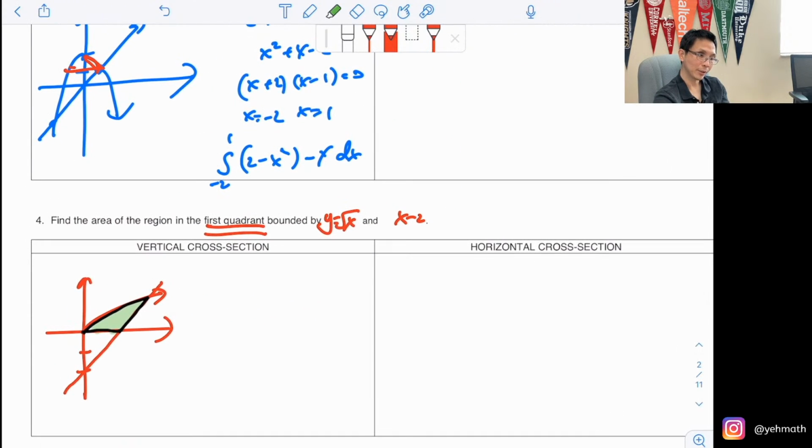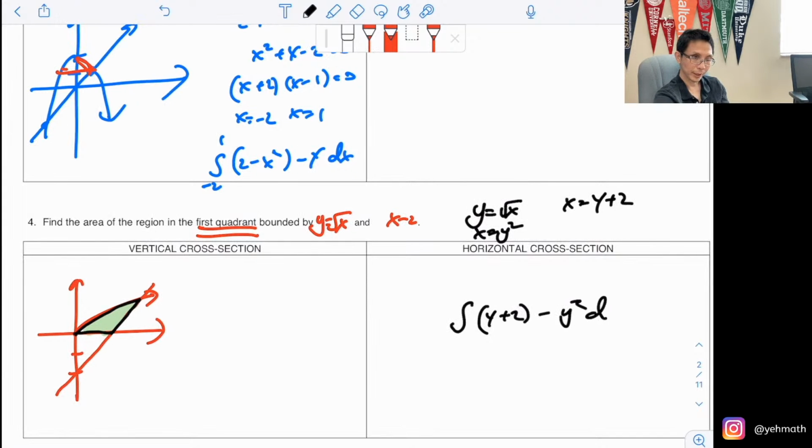So I'm going to say y is equal to square root of x, and x equals y squared, and then y equals x minus 2, so x equals y plus 2. I think. So it's going to be y plus 2 minus y squared dy, and between 0 to what?